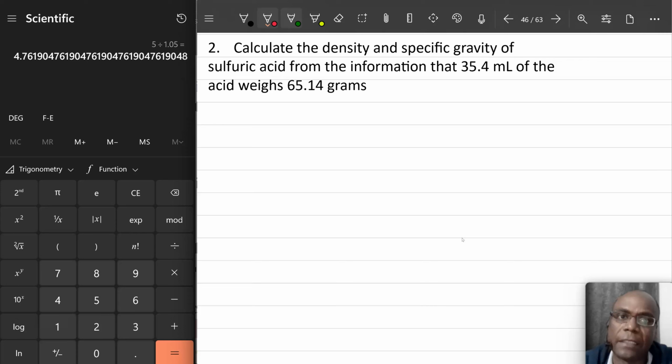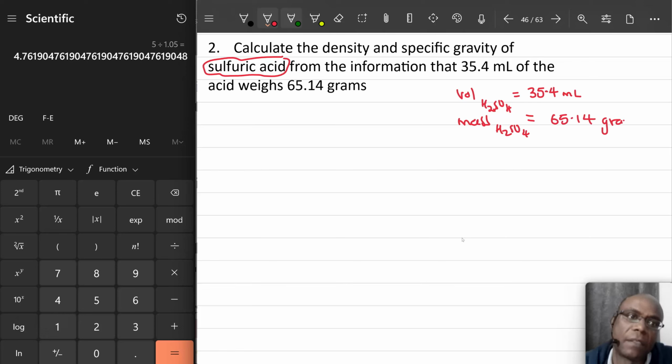Question number 2. Calculate the density and specific gravity of sulfuric acid. Our substance has changed to sulfuric acid. From the information given, the volume of H2SO4, that sulfuric acid, is 35.4 ml, and we are also given the mass of the sulfuric acid as 65.14 grams. Okay, so what do we need? They are telling us to find the density of sulfuric acid. At the same time, we have to find the specific gravity.